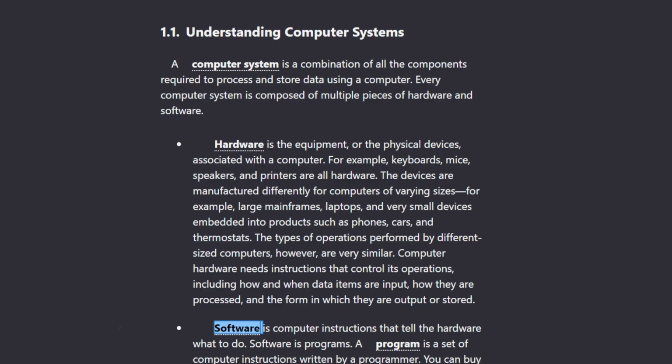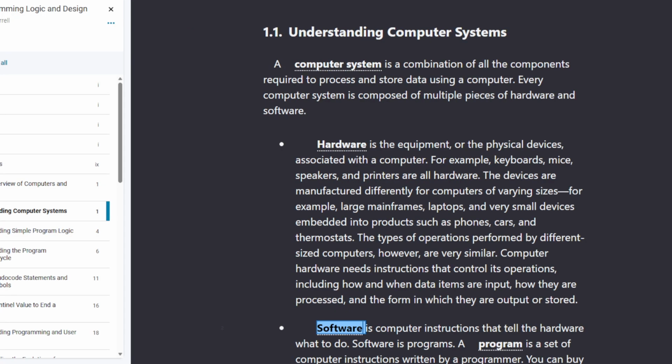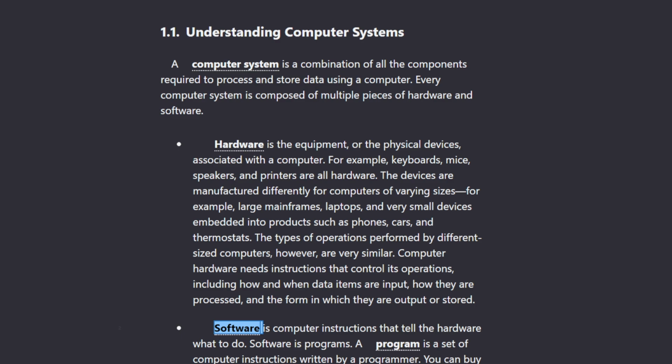The first chapter is an overview of computers and programming. The very first lesson is understanding computer systems. A computer system is a combination of all the components required to process and store data using a computer. Every computer system is composed of multiple pieces of hardware and software.